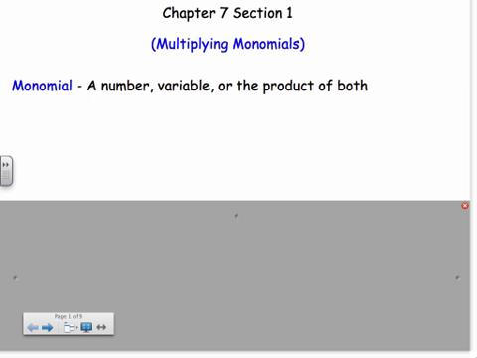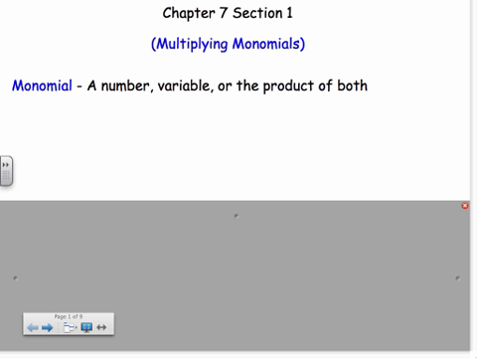Chapter 7, we'll be getting into polynomials. This is kind of a core concept when we get into algebra, because pretty soon we'll be factoring polynomials. We'll be working with quadratics, and those are things that we're going to use all throughout high school. So to start off, we're just dealing with our very first thing in polynomials called monomials. And today we're going to specifically be talking about multiplying monomials.